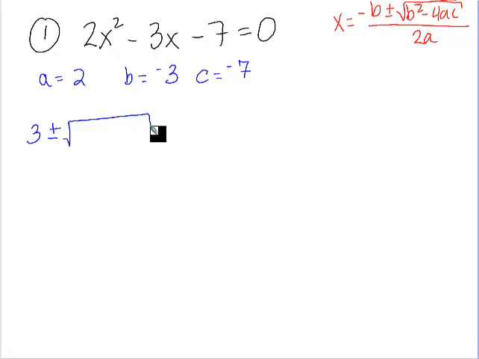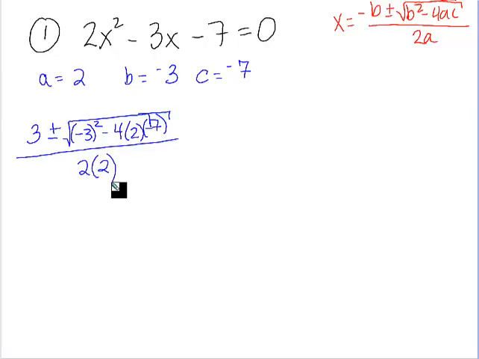b squared. So we have negative 3 squared minus 4. What's our a? 2. And our c is negative 7. And then all over 2 times our a, which is 2. Now, what does this plus and minus mean?